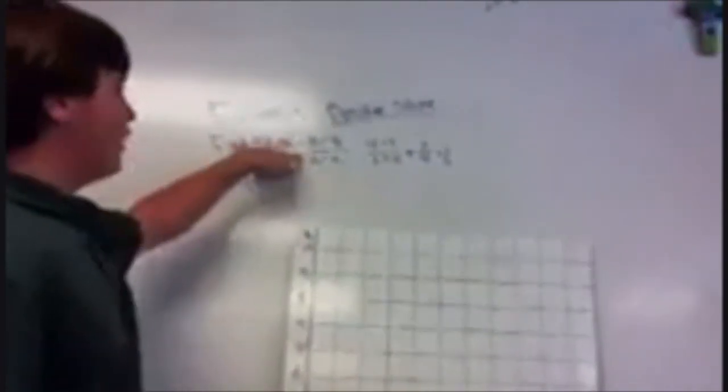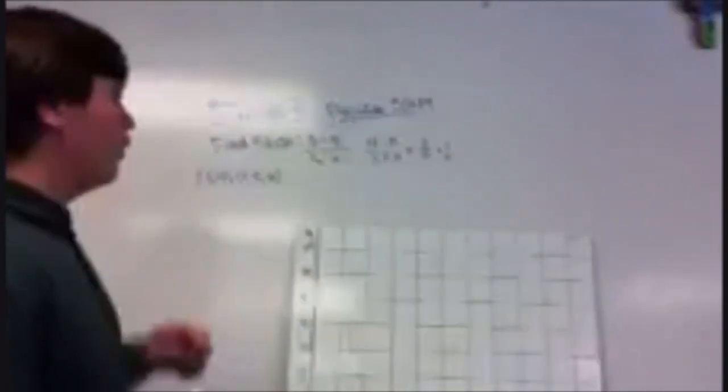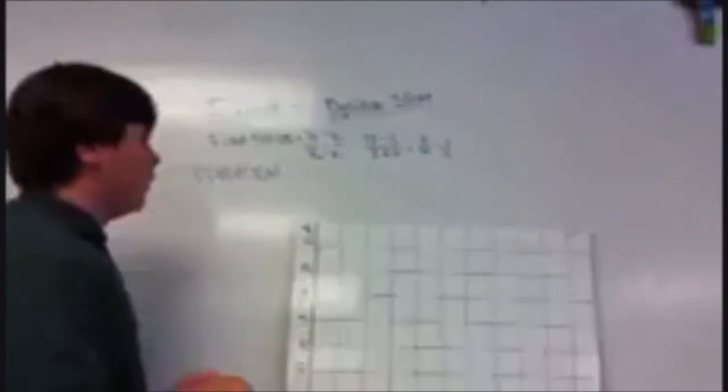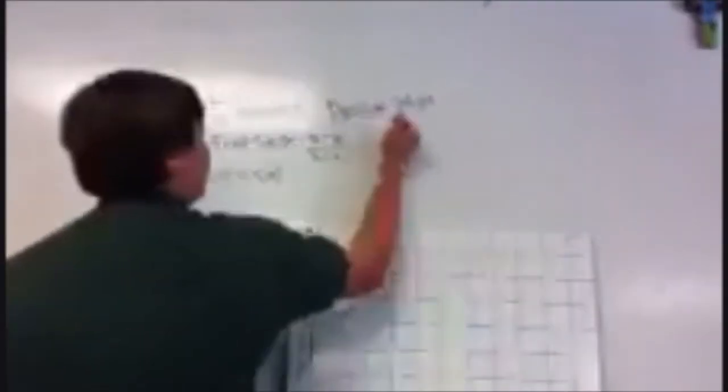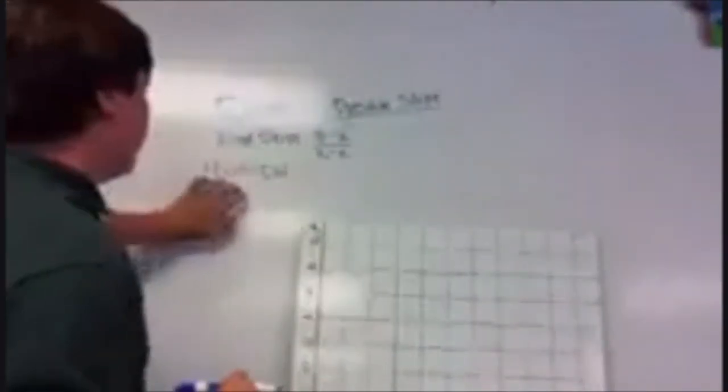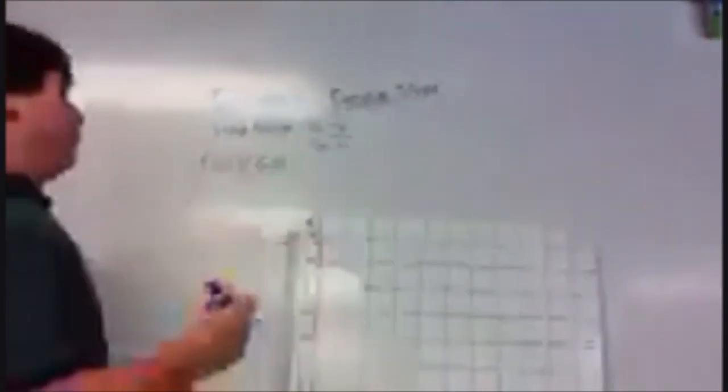Okay, so in example 3, we need to first find the slope, and then plot the points on the line and draw a line. So to find the slope, you're going to use the equation to find slope, which is y2 minus y1 all over x2 minus x1. So first you're going to input the ordered pairs into here, and then plot the points.